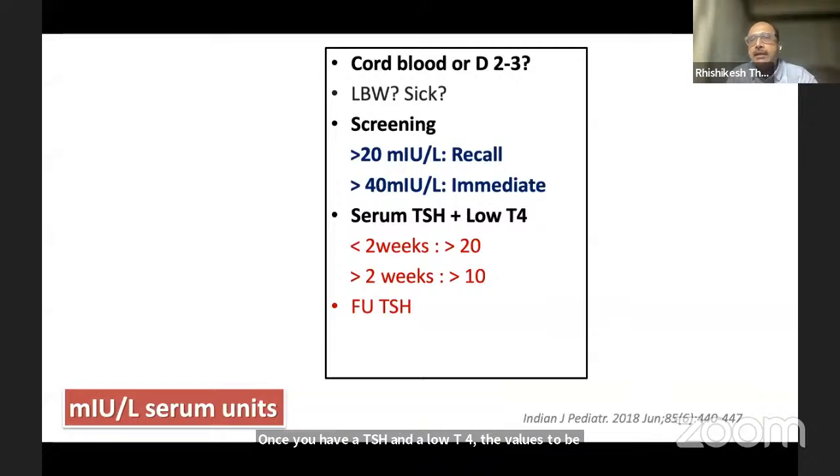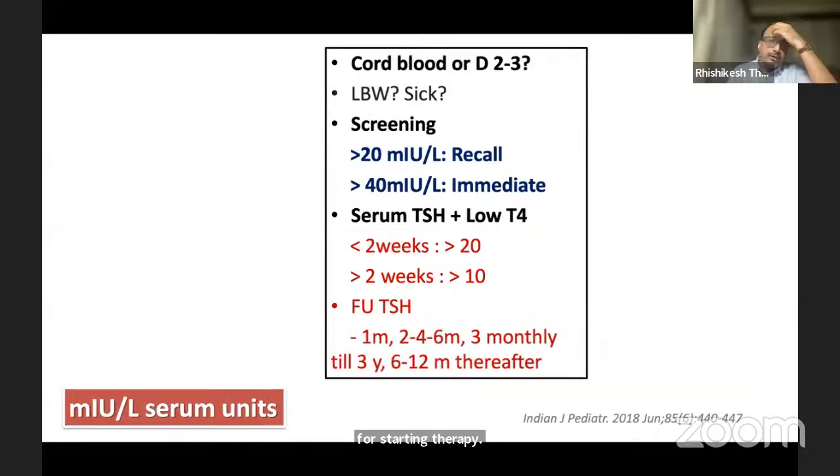So less than 2 weeks, any value more than 20 is pathological, which would indicate that you would start specific therapy, that is thyroxine supplementation. And if the TSH beyond 2 weeks is more than 10, then only you would start this baby on thyroid supplements. A point to be noted is a metabolic screen is not an indication for starting therapy. You must confirm by doing TSH and T4. And obviously you would follow up with TSH.